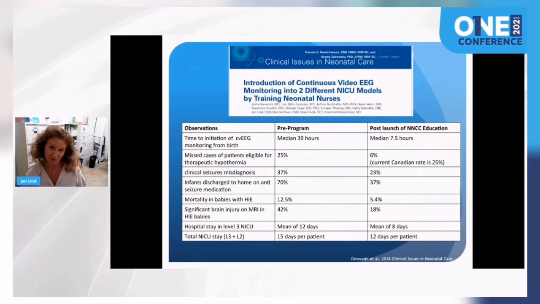In a research study by our own neurocritical care team here at ACH, we found that following a training program for our nurses on the application and interpretation of continuous video EEG, there were improvements in the time of initiation of EEG monitoring. It went from 39 hours to 7.5 hours. And the availability of brain monitoring for all infants, irrespective of the time of admission, ensured prompt management and a more accurate diagnosis of seizures, which actually resulted in a decrease in the need for anti-seizure medications. And we had more infants discharged home without anti-seizure medications. It went from 70 to 37%.